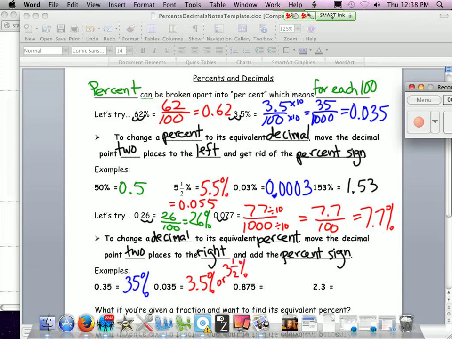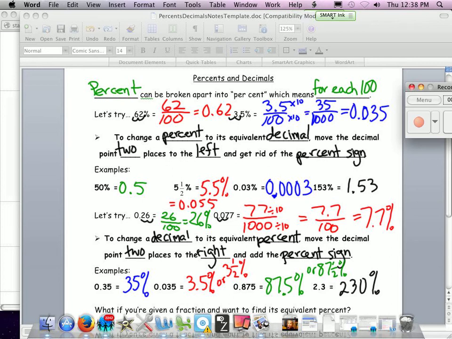0.875 is equivalent to what percent, sir? 87.5%. And again, for some reason, some people see 0.5 and they're like, oh, I just like to write it better with the half in there. What about 2.3? 2.3 would be equivalent to what percent? Yes, sir. 230%. I'll get you next time.